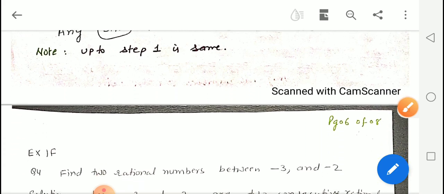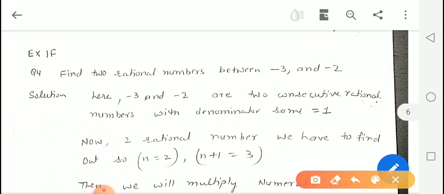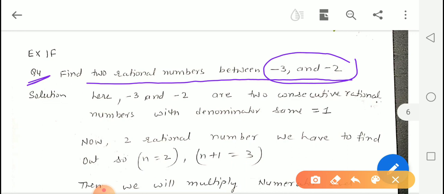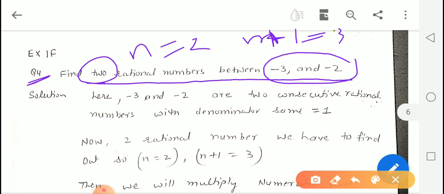Now let us do another question. Here the question number 4: find two rational numbers between -3 and -2. Again these two are consecutive numbers and we have to find out the two rational numbers between them. So here n is 2 and n plus 1 is 3, and here we can see the denominator is 1 because no denominator is given. When no denominator is given, it means that the denominator is 1.